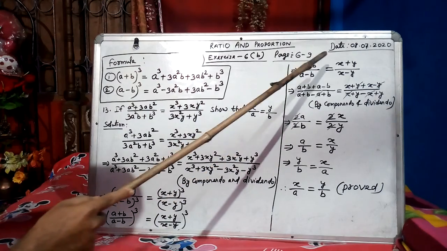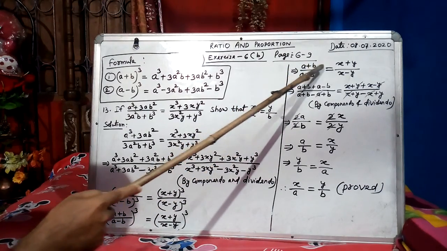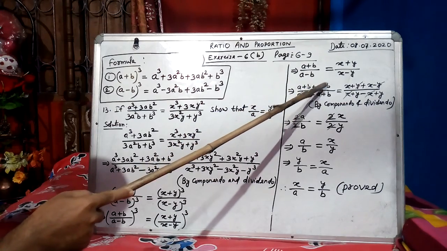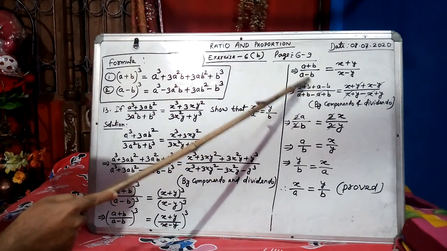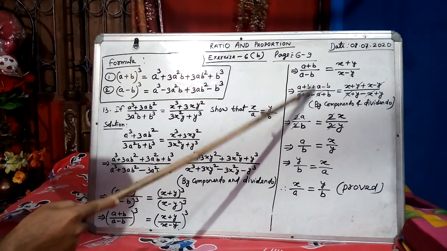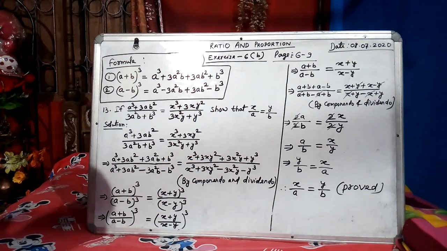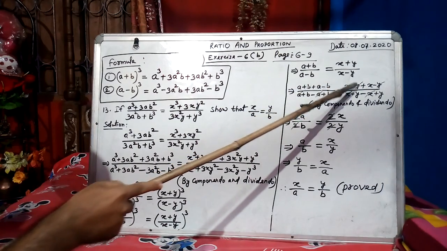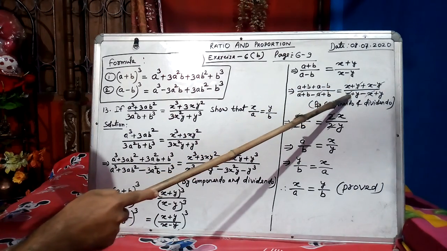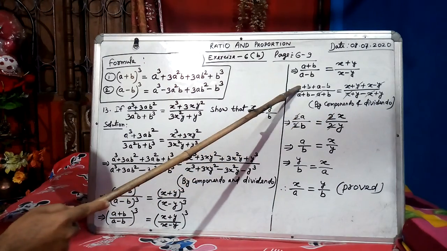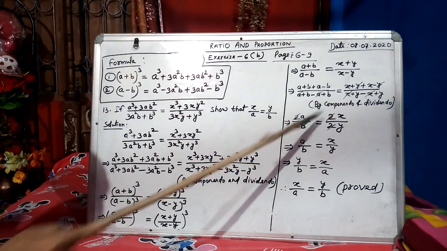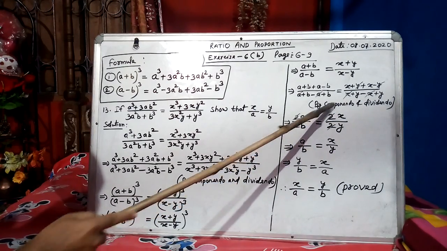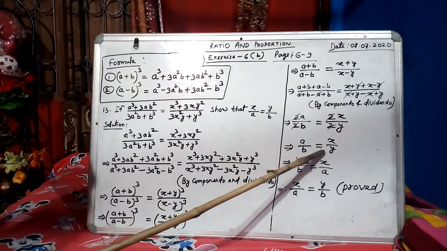So after applying componendo and dividendo, you all know what we do. The numerator a plus b we write at the top, at the bottom, and the denominator a minus b we write at the top, at the bottom, plus minus. But this minus becomes plus here, because minus into minus is plus. Same thing here. Now after that, plus b minus b got cancelled, plus a minus a got cancelled, plus y minus y got cancelled, plus x minus x got cancelled. So here a plus a, 2a, b plus b, 2b, x plus x, 2x, y plus y, 2y. The 2 we cancelled here, the 2 we cancelled here. A by b equals x by y.